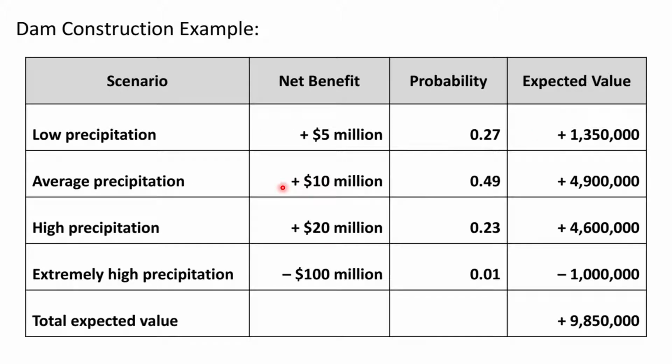So for example, we will multiply across 5 million times 0.27, and we get 1,350,000. Think of this as a weighted average, and that's really what expected value is. We're simply weighting all the net benefits by the corresponding probability. Once you multiply it across, then we add them all up. And now we can take a risky situation with multiple different outcomes, and we have one number that we can use to make a decision.